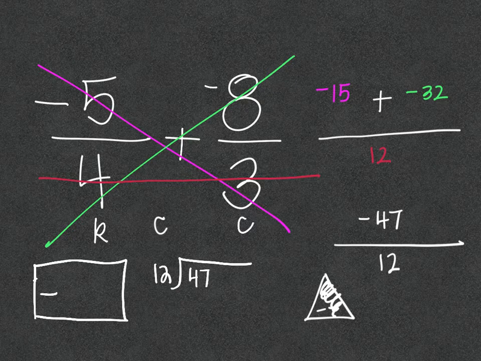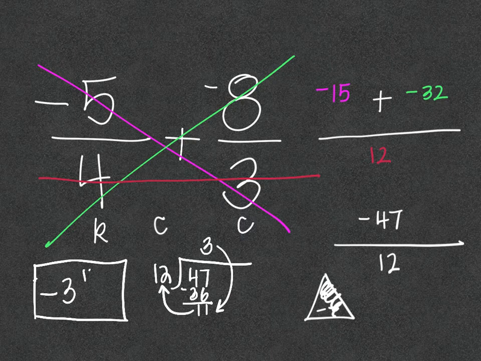So 12 goes into 47 3 times, almost 4. And we subtract and get 11. And we're doing fractions. That's our format, so we're not going to put a decimal point in zeros. We're going to keep it as a fraction. So we've got -3 and 11/12. And that's our final answer.